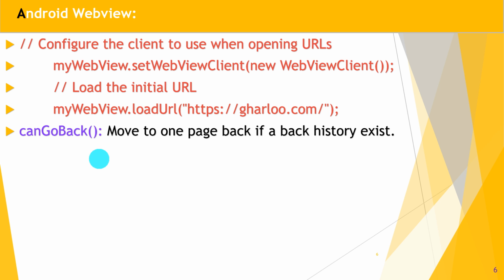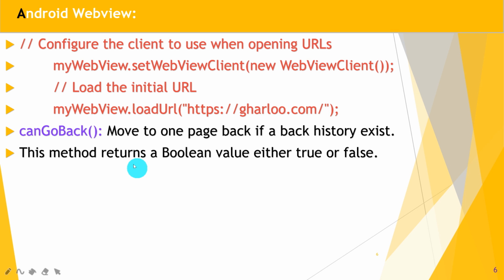Before going to the coding part in Android Studio, there are some methods. We will study those also. First method is canGoBack. Move one page back if a back history exists. This method returns a Boolean value, either true or false. Great.